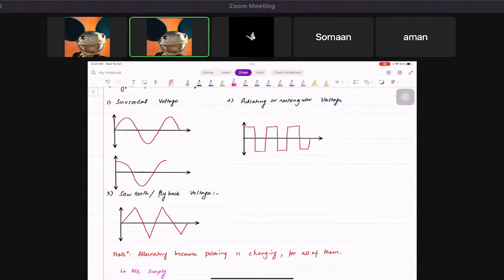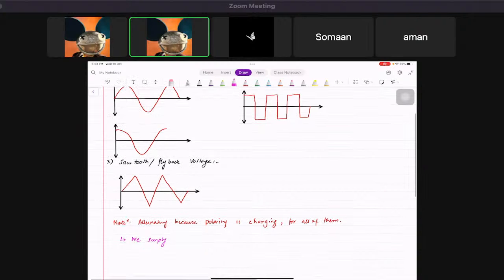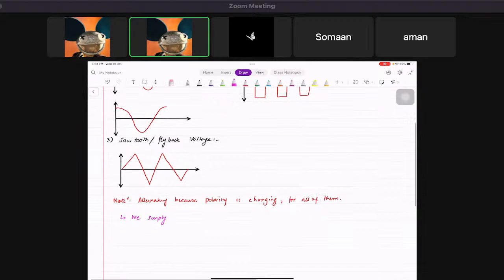Okay. So we simply cannot take the average because it would turn out to be 0. If polarity changes, of course, if once it was 5 volts and then it was negative 5, if you take the mean, it will be 0. 5 minus 5 is 0, divided by 2 is 0.